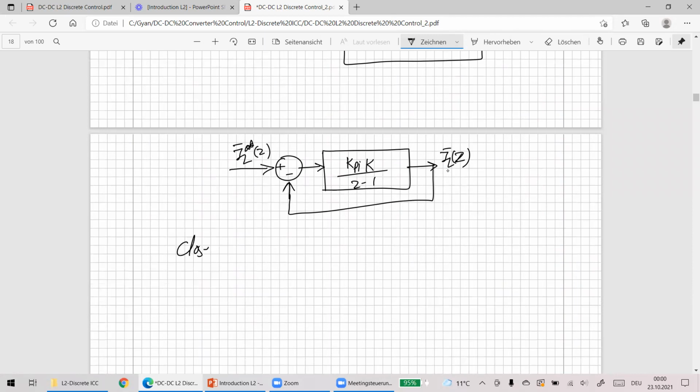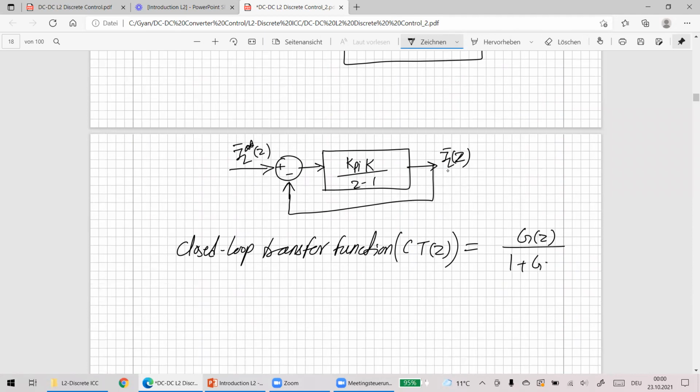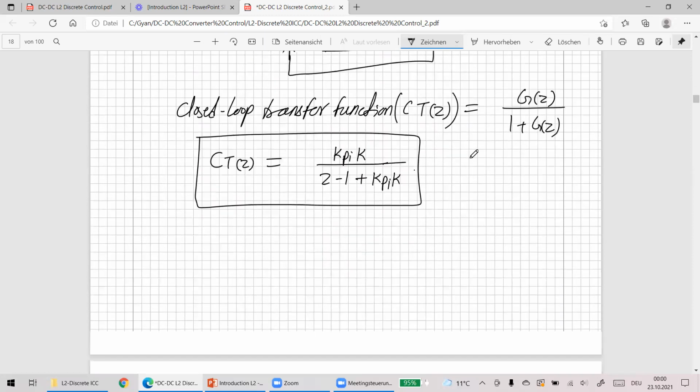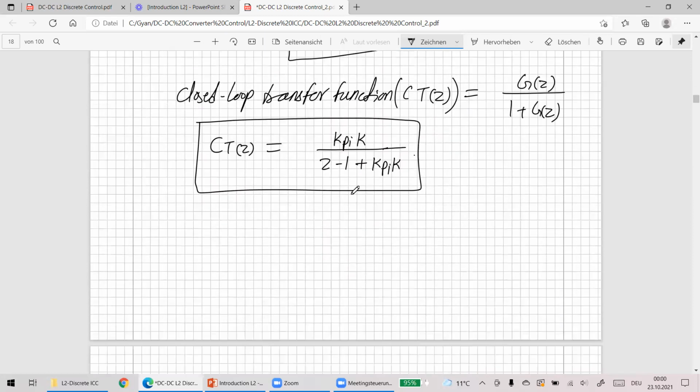So the closed loop transfer function, which is also called command tracking, is equal to C of Z by 1 plus C of Z. And of course you can simplify this and you will get the final expression like this. Now, this is our closed loop transfer function in Z domain.